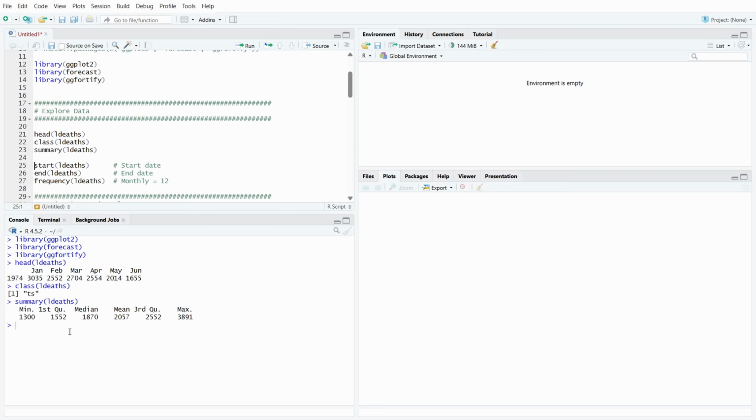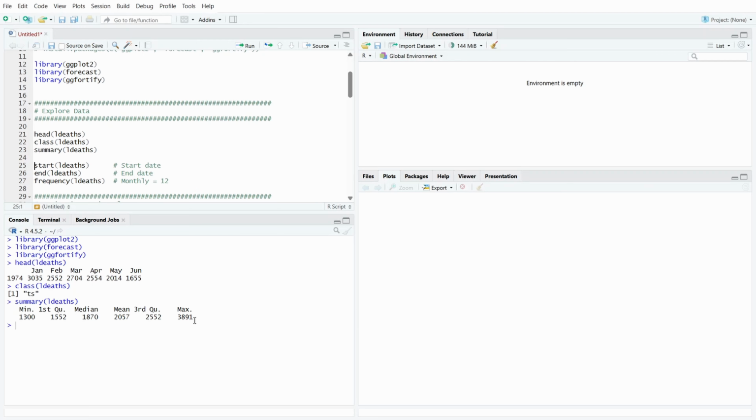Looking at the summary statistics, we get a sense of the scale. On average, about 2,057 people died monthly from lung disease during this period. But look at the range. The minimum is 1,300 and the maximum is nearly 3,900. In public health terms, that max value represents a crisis point, a peak month where mortality nearly triples compared to the min month. Our job is to find out when and why those peaks happen.